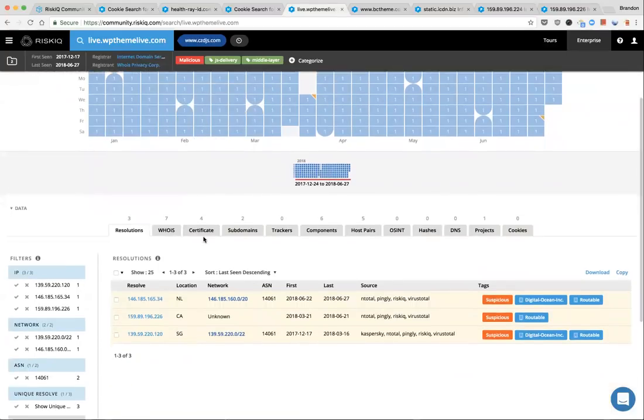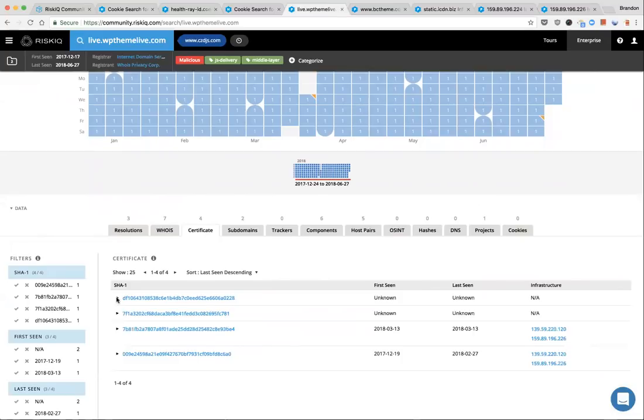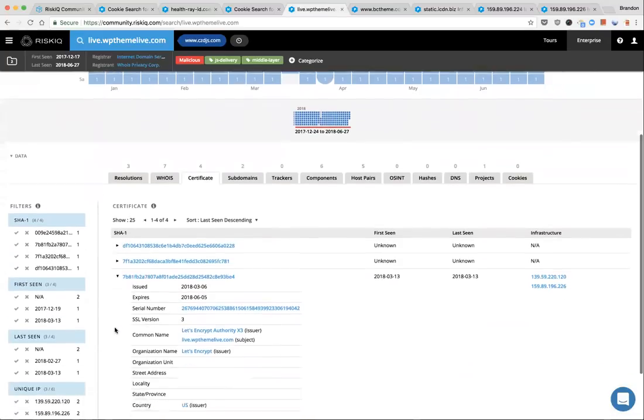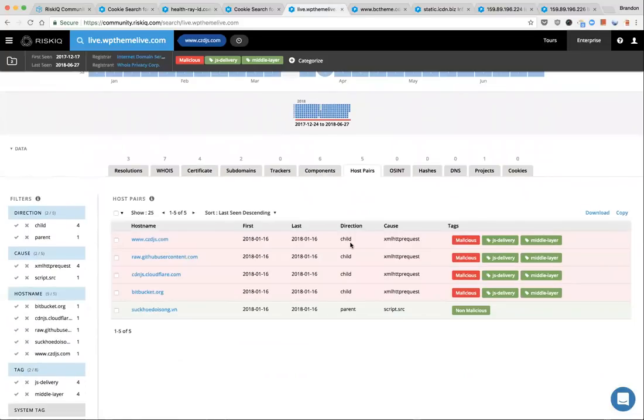And so what we see here, a number of resolutions I could go after. Let's look at the certificates. Here we go again, more Let's Encrypt. And in this particular case, we have Let's Encrypt certificates showing up with specific IP infrastructure. I'm looking at host pairs now, and I could see a website that we had seen previously compromised, this Vietnamese website. And then we could see some of the profiling activity that exists when this web page is being loaded.